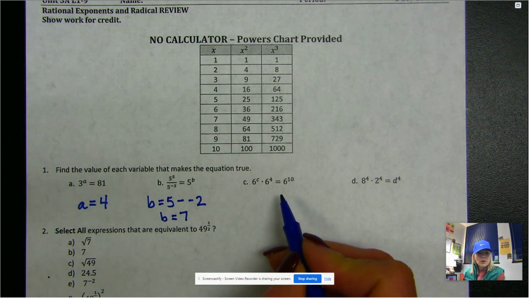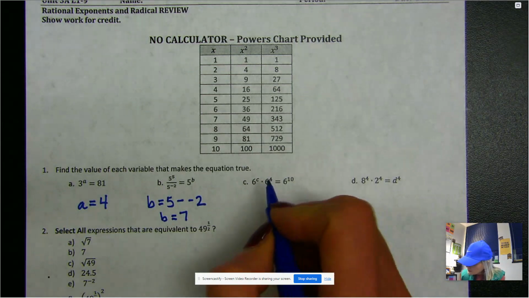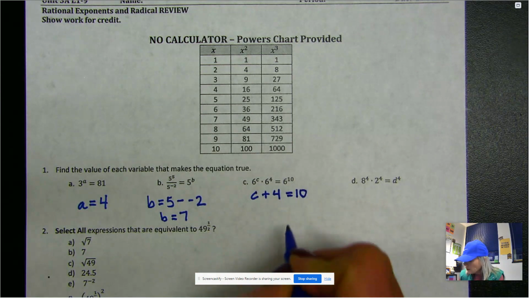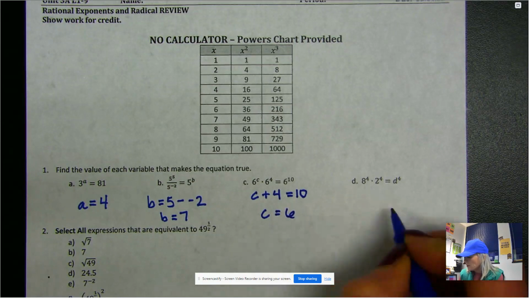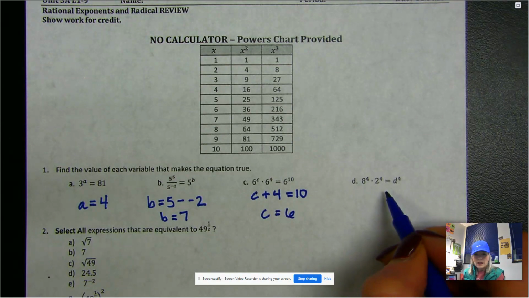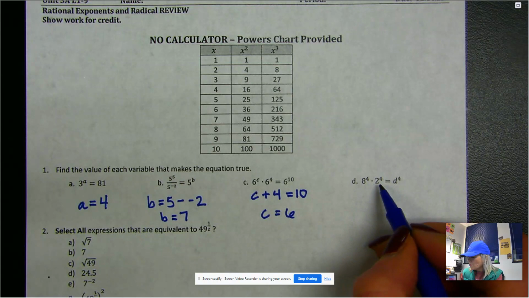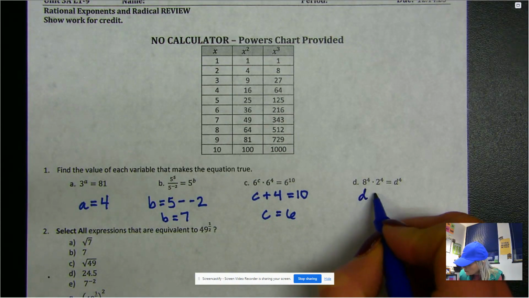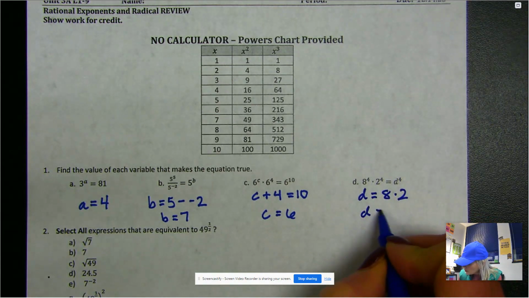On c, when you multiply powers with the same base, you add their exponents. So that means that c plus 4 is equal to 10. And so c is equal to 10 minus 4, 6. And on d here, when you multiply powers with different bases but the same exponent, you can multiply the bases and the exponent stays the same. So that means that d is equal to 8 times 2, or 16.